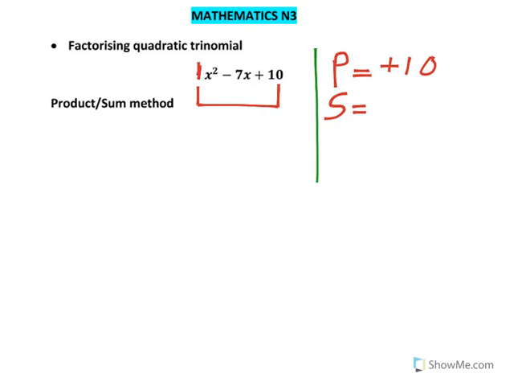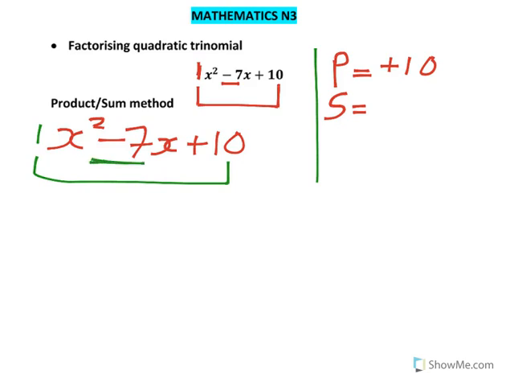What is the sum? The sum is the number remaining there. So this one, remember, is x squared, to write it big, minus 7x plus 10. So I'm saying my product, there is a 1 there, so that is the product. The sum is what is remaining, so the sum there is minus 7.